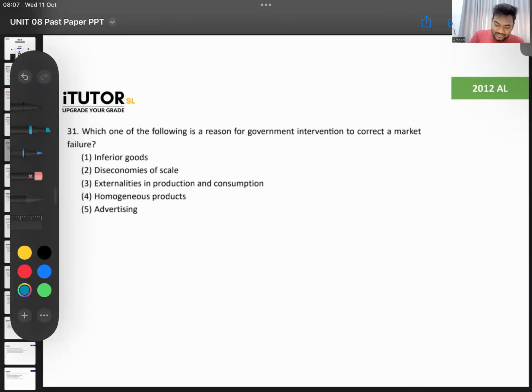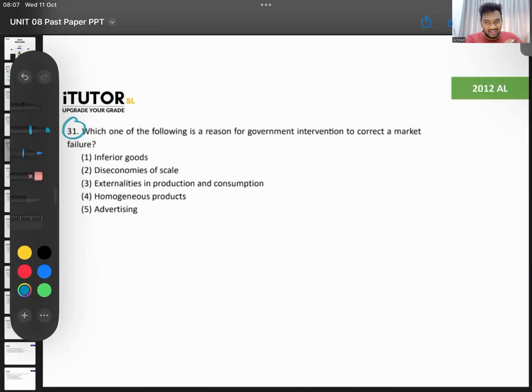Coming to 2012, question number 31. Which of the following is a reason for government intervention to correct market failure? What do you think? The merit goods part, I'll come again when there's another question, okay? What do you all think, guys?